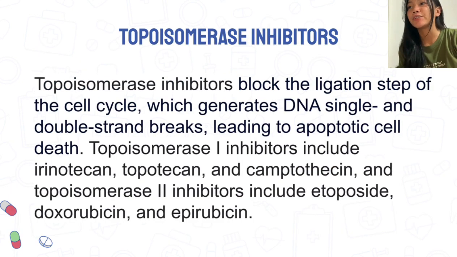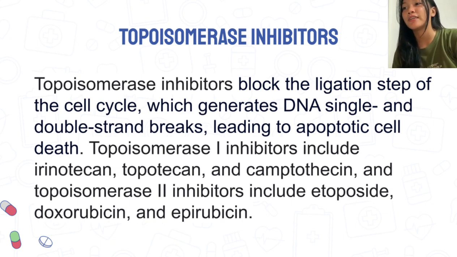Topoisomerase inhibitors. Topoisomerase inhibitors block the ligation step of the cell cycle, which generates DNA single and double-stranded breaks, leading to apoptotic cell death. The topoisomerase 1 inhibitors include irinotecan, topotecan, and camptothecin.